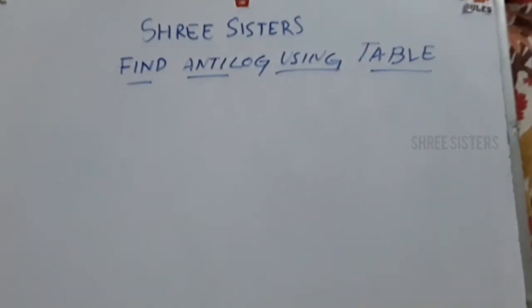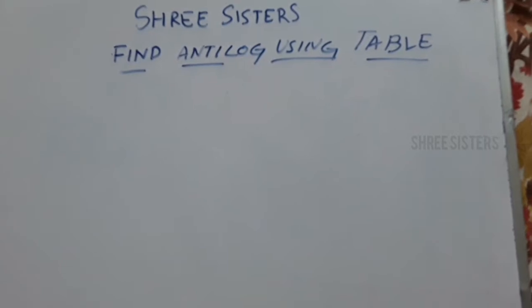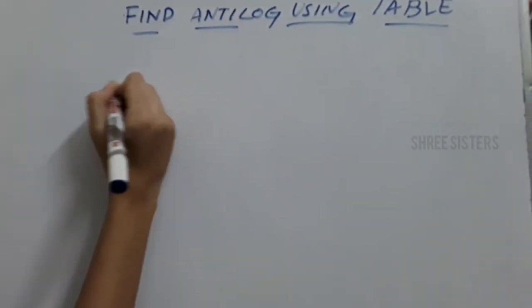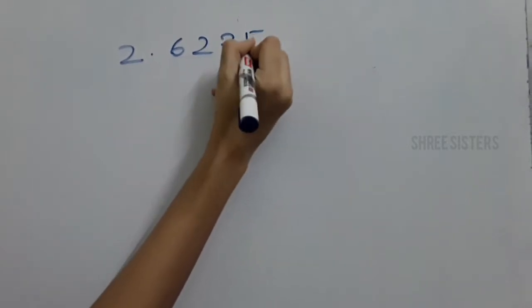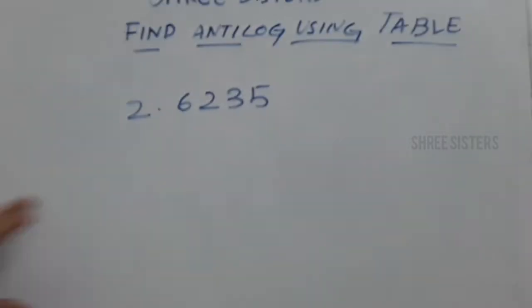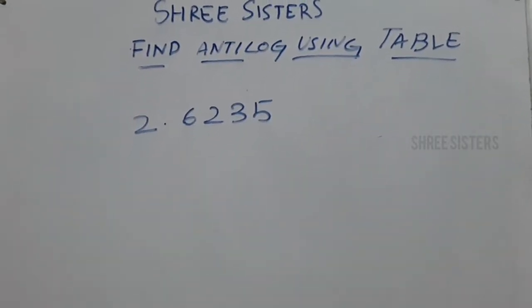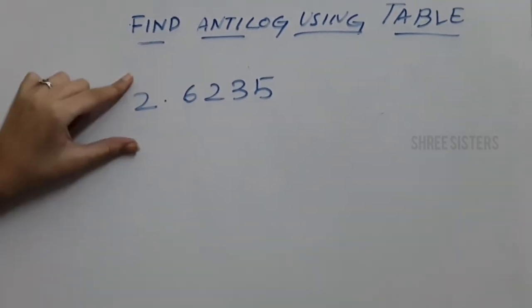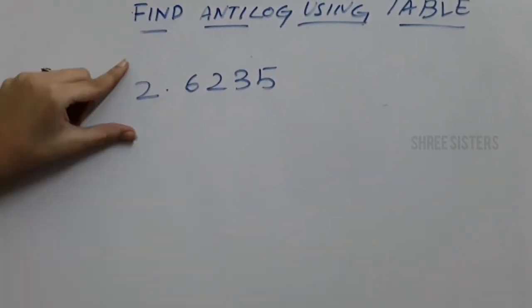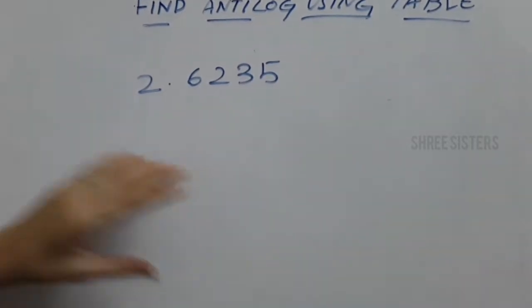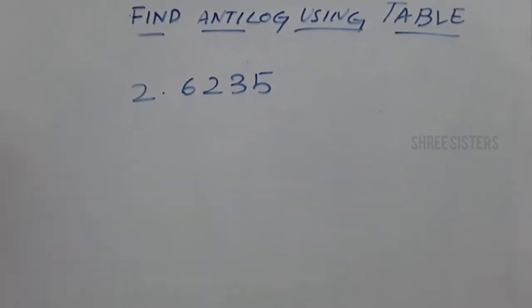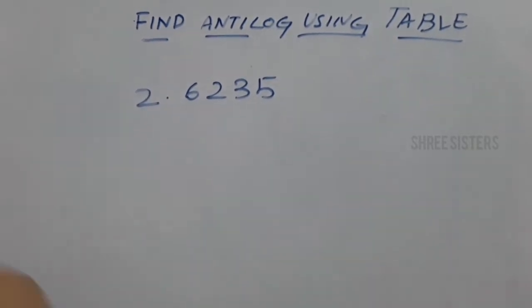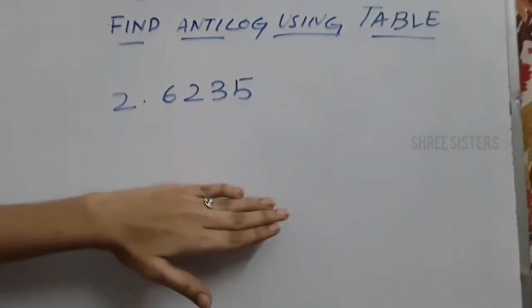Now I'm going to teach you guys how to find anti-logarithm with an example. So let's get started. The first example I'm going to take is 2.6235. So what is anti-logarithm? They'll give you the value of the logarithm of some number and they're asking you to find that number. That is anti-log. But in the logarithm, as we saw yesterday, they give you the number and ask us to find the logarithm of that number. This is the opposite of it.